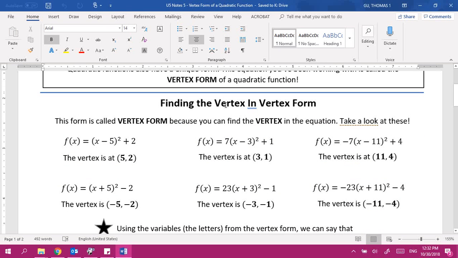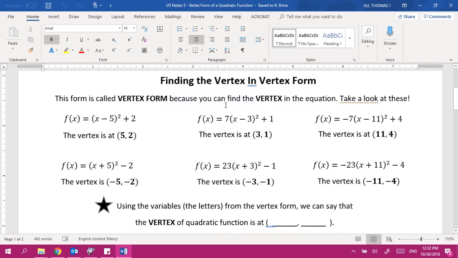So let's look down then. This is called vertex form because you can find the vertex from this equation, okay? So take a look at these examples down here. There's 6 equations here, and it tells you the vertex on each of them. So I want you to take a look at them and see if you can find a pattern as to how they found the vertex for each equation, okay? So just take a second, look at those, and then see if you can see the pattern.